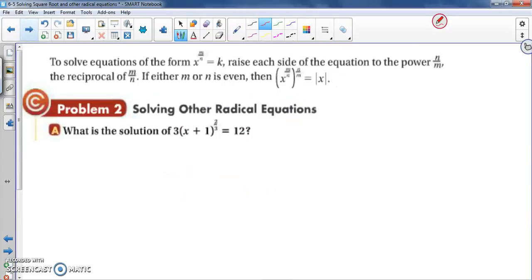To solve equations of the form x to the power of m over n equals k, we are going to raise each side of the equation to the power n over m, which is the reciprocal of m over n. If either m or n is even, then we're going to have to use the absolute value of x.